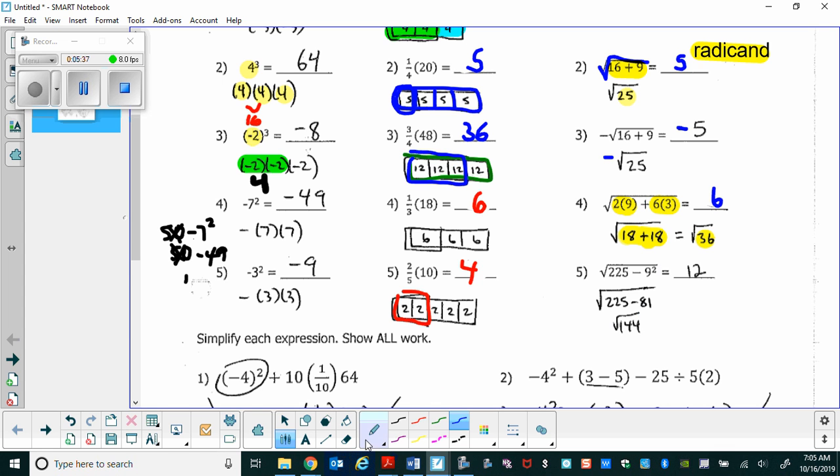And right here, now you can see this first column in action where we're going to be taking away 9 squared, so we're going to be taking away 81. And if that was a problem over here, the negative 9 squared would be the answer of negative 81 because the negative 9 is not in parentheses. So now when we have 225 minus 81, our radicand is 144, and the square root of 144 is 12.